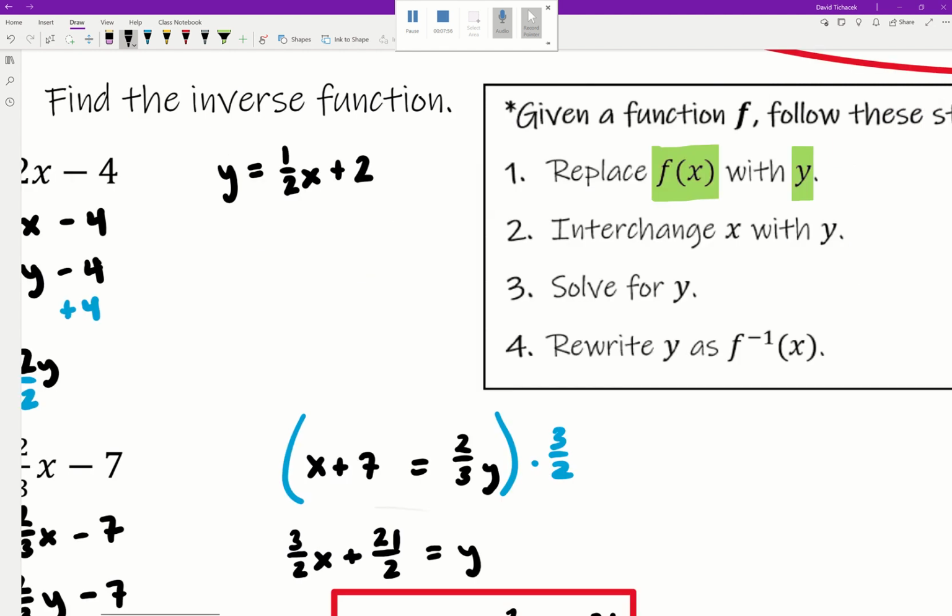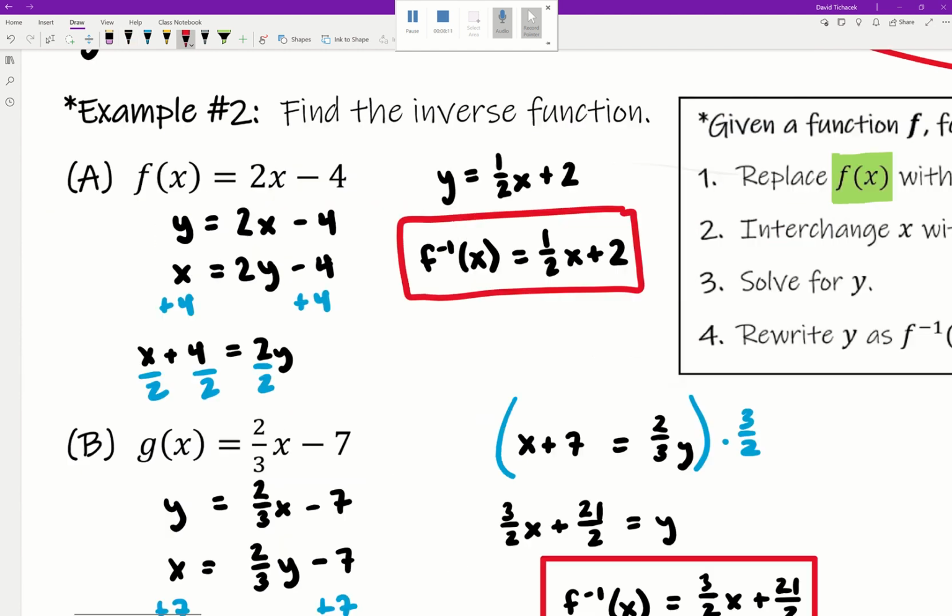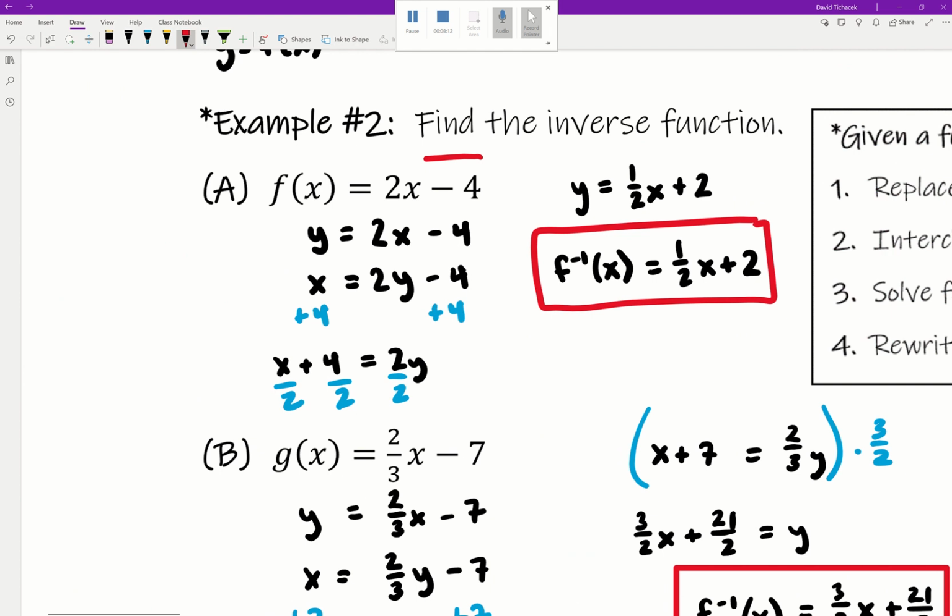Once we have solved for y, it says rewrite y as f inverse of x. So I'm going to replace the y with my inverse notation, f inverse of x, and that's going to be equal to 1/2 x plus 2. There is my inverse function. If you take a look at your inverse function and your original function, the idea is that these are machines that undo each other. If f turns an apple into a banana, then f inverse is going to take that banana and turn it back into the apple. It's going to undo what f did.